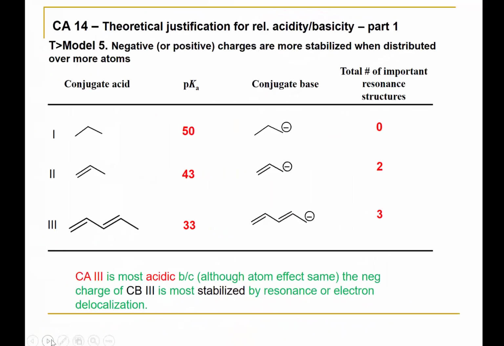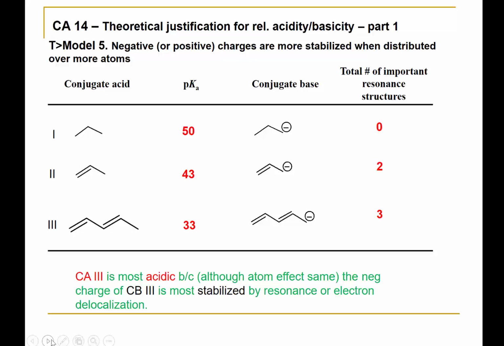Now, there's another point here that I really would like you to take notice. I talk about the fact that the conjugate acid 3 is the most acidic, but I explain it in terms of the conjugate base 3. And I make the statement that it's the conjugate base 3 that's the most stabilized. A common mistake at first is for a student to make a comment like, conjugate acid 3 is the most acidic because it is the most stabilized.